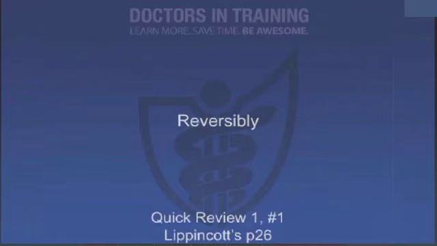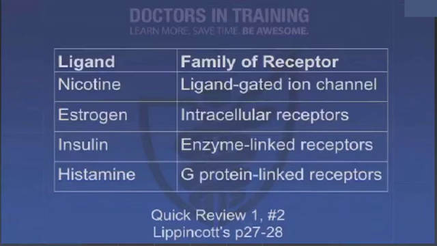Let's get started. Do most receptors bind to their ligands reversibly or irreversibly? The answer, reversibly. To which family of receptors do the following ligands bind? First one, nicotine. That's ligand-gated ion channel. Estrogen, intracellular receptors. Insulin, enzyme-linked receptors. Histamine, G-protein-linked receptors.